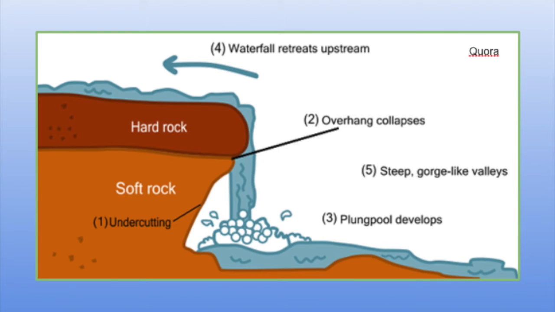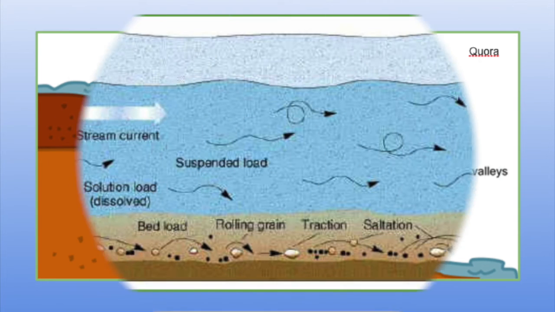Erosion in a river can gradually move upstream. As softer rock is eroded first, the hard rock above collapses without the support. When this occurs, the place of active erosion moves further upstream. This is how waterfalls move.